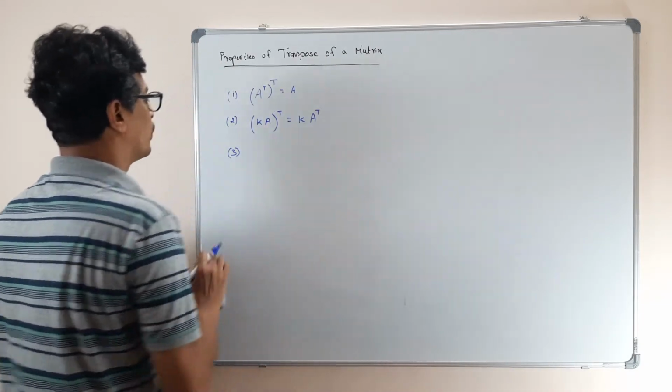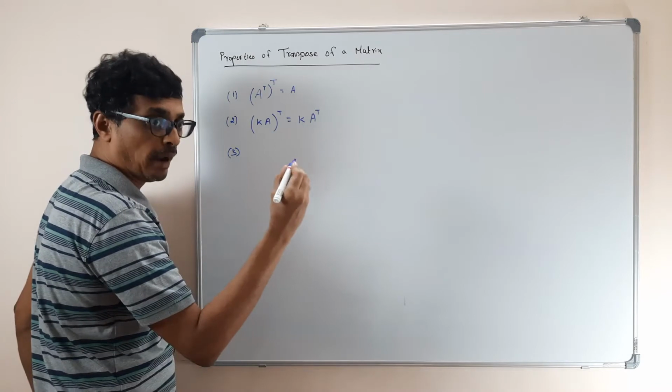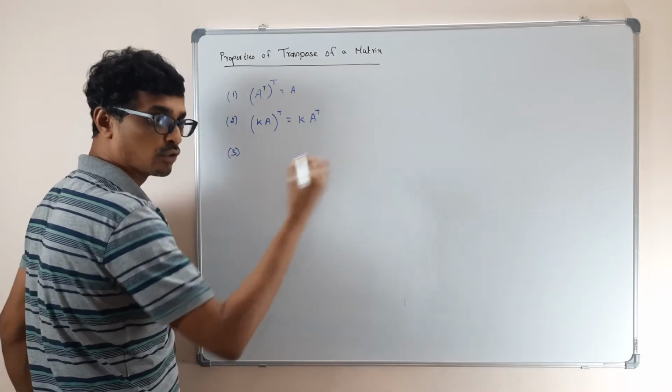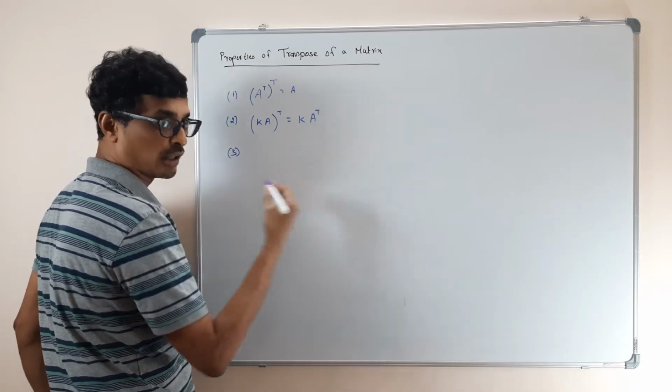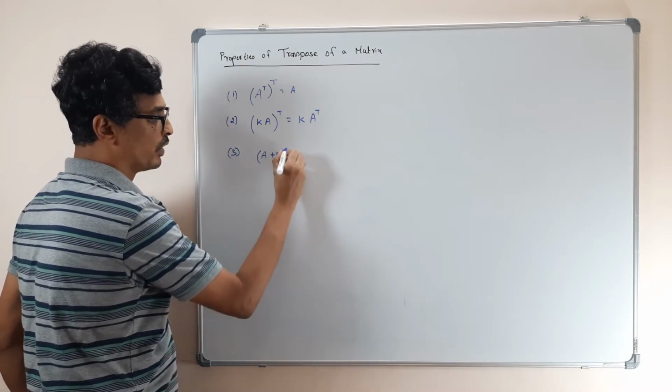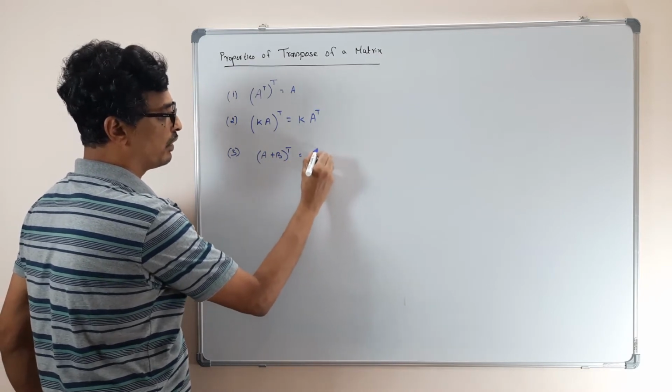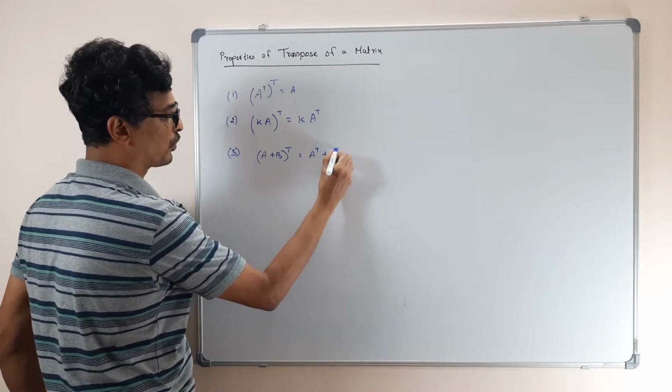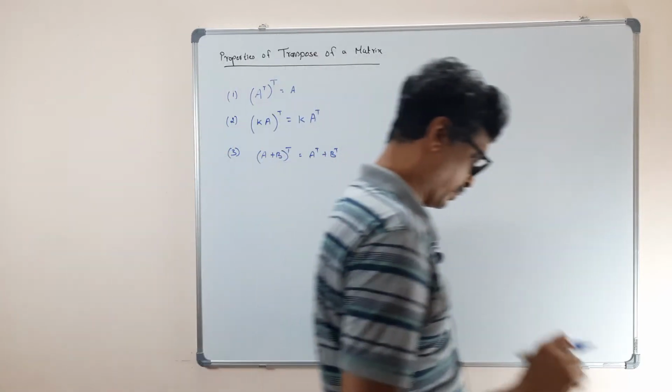I missed one line. If A and B are two matrices of the same order, then only can you add. So the transpose of A plus B is equal to A transpose plus B transpose. This is easy to prove.